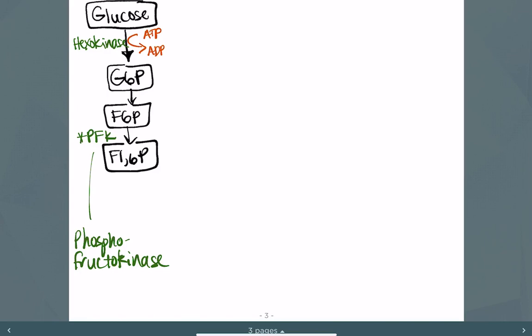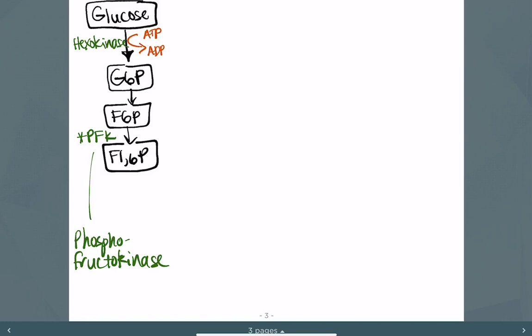Elevations in ADP in the cell stimulate phosphofructokinase. High levels of ATP inhibit phosphofructokinase, because if you've got tons of ATP, you don't need to be burning through your glycolysis steps. There are many other things. We'll go through things that regulate glycolysis, but just know that this is the rate-limiting step of glycolysis.